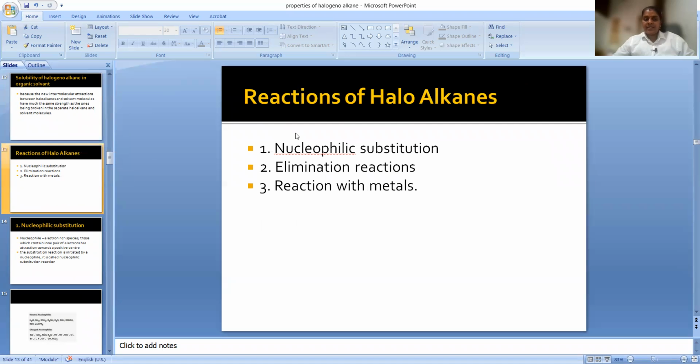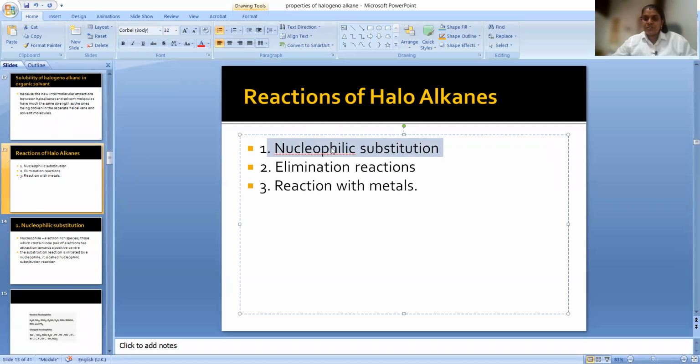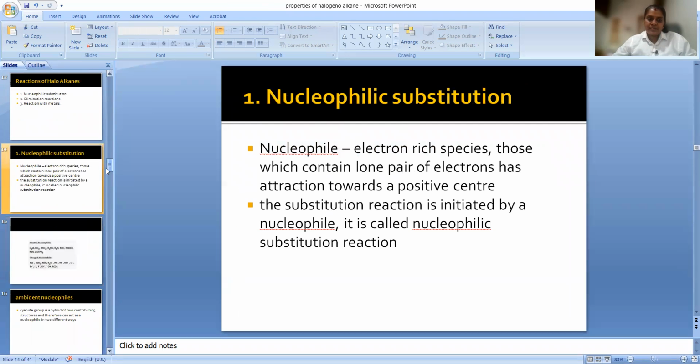Reaction of haloalkanes. We are going to discuss the reactions of haloalkanes. There are three types of reaction, and in this slide we are not going to discuss all of them. We are going to discuss nucleophilic substitution reaction now. So let us see the nucleophilic substitution reaction first.